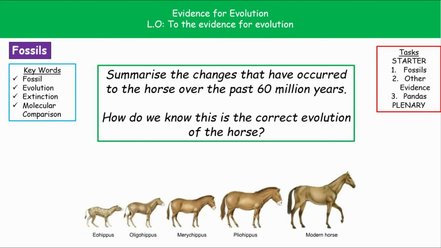So, have a go at summarising the changes that occurred to the horse over the past 60 million years, and then tell us how we know this is the correct evolution of the horse.